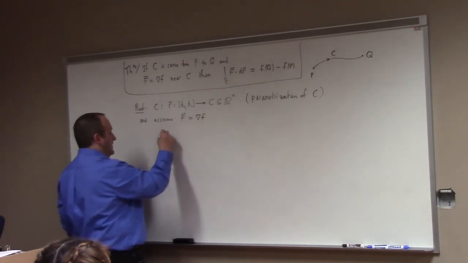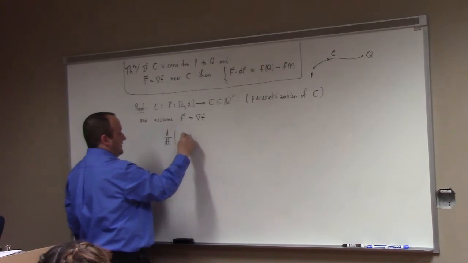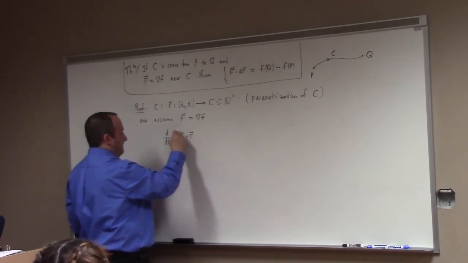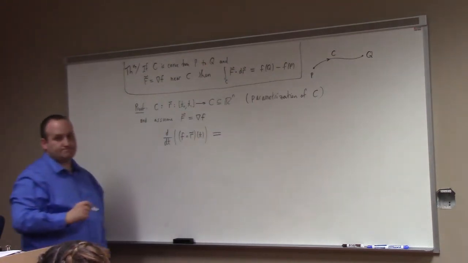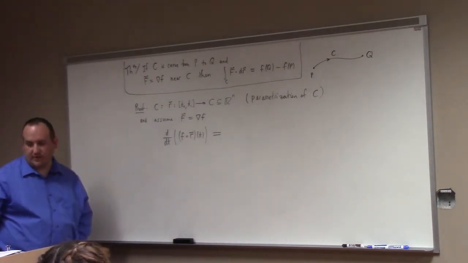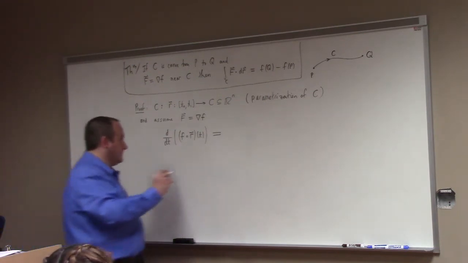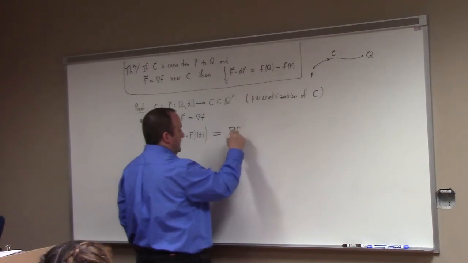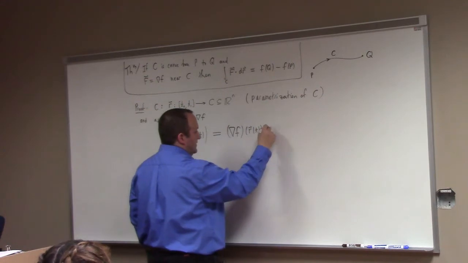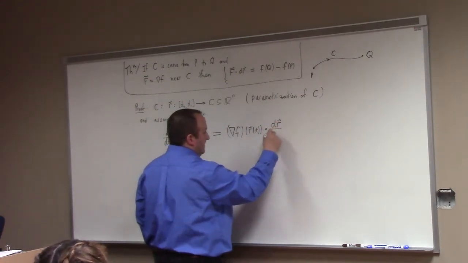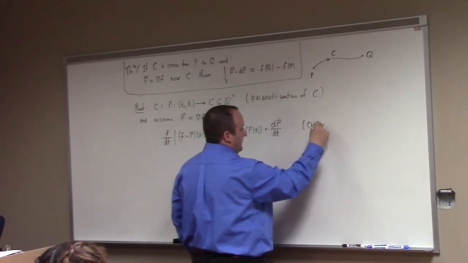So what happens when we take the time derivative of f composed with r of t? Well, we have a chain rule, right? And the chain rule here says that that's the gradient of f evaluated at the inside function, which here is r of t, dotted with dr/dt, right? So this is one of our many chain rules.